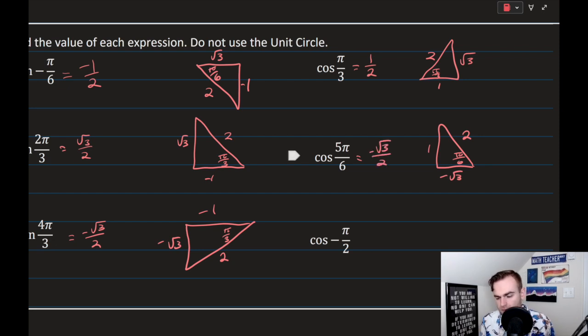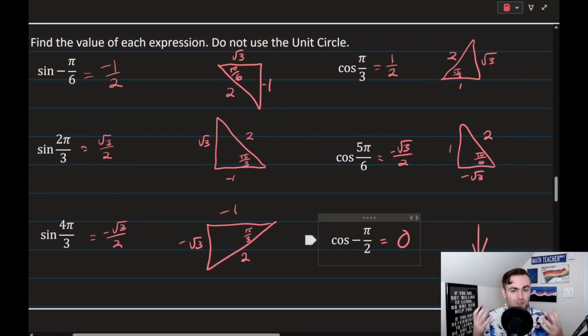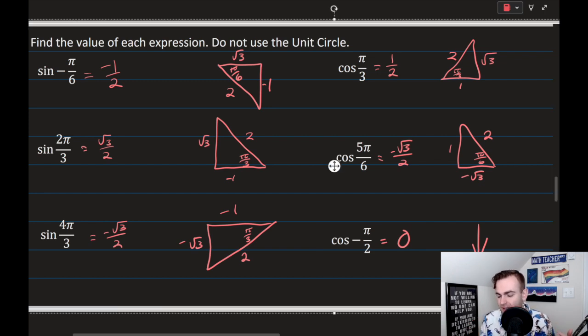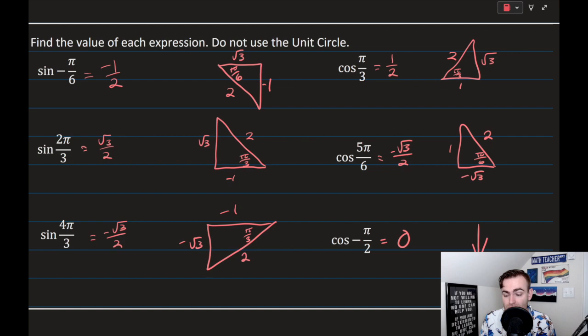And negative pi over 2. That's a quadrant angle. That's going down, which means the point is 0, negative 1. Cosine is the x, so this is 0. Not bad. Again, don't use the unit circle as a crutch. Use it as a tool, right? Think of the symmetries. Think of what the triangle would look like, and then draw the triangle. That is the Mr. Whaley certified way of doing things. And I know that's helped quite a few of my students in the past.